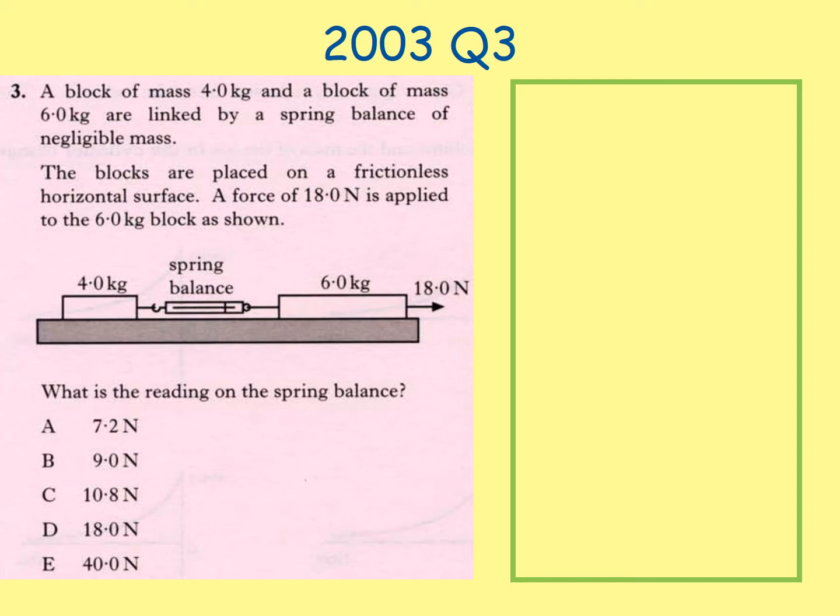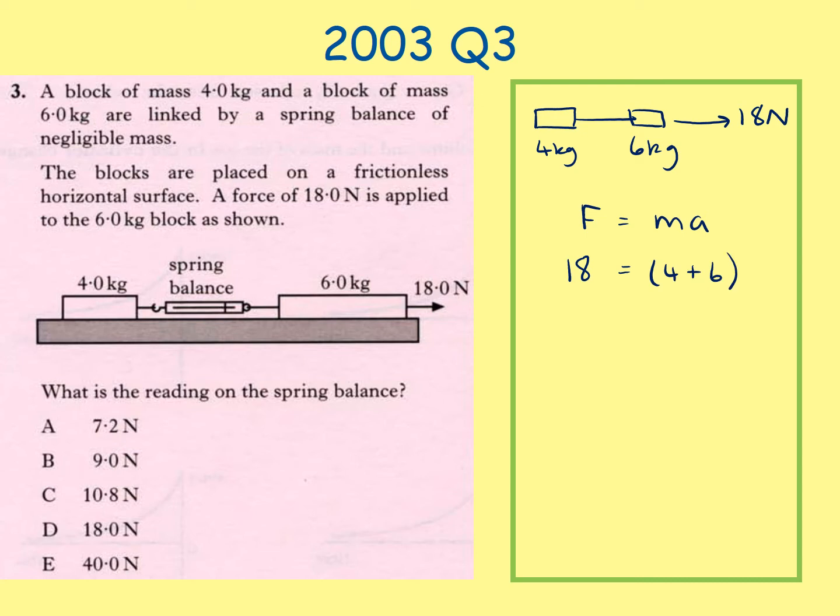So first of all, we have a diagram just there, but it's always good practice to draw your own little diagram. So we've got a 4 kilogram block joined to a 6 kilogram block, and we've got a force of 18 newtons. We want to use F equals ma, and so we have 18 equals 4 plus 6 times our acceleration. Rearranging this, a equals 18 over 4 plus 6, which is 10, so 18 divided by 10 gives us 1.8 meters per second squared. However, this is the overall force there.